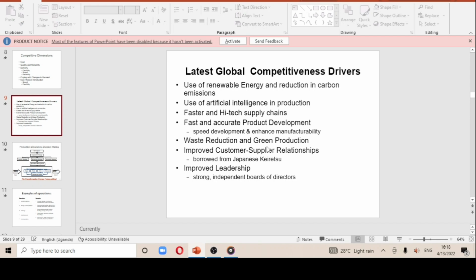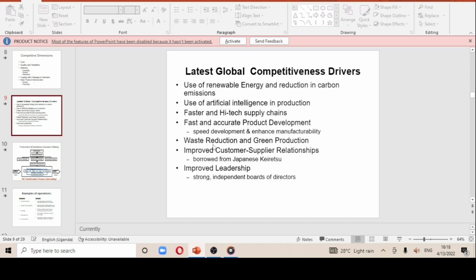Then the next point we're having waste reduction and green production. Like you reduce the waste you're producing, maybe releasing to the environment. It's somehow embedding itself in the first point of the reduction in carbon emissions. But this time around, you reduce on the waste. Maybe you make it reusable. That is another way of reducing the waste.